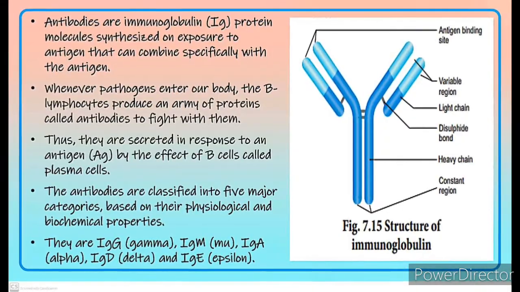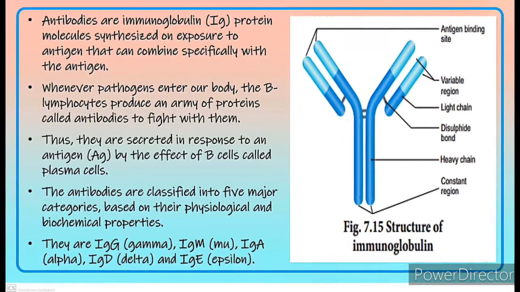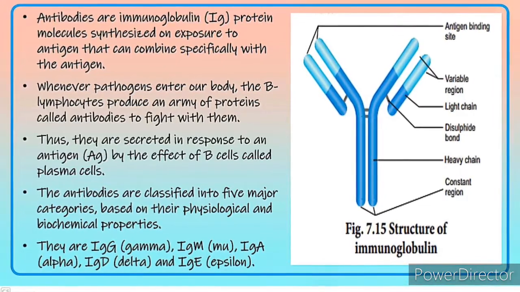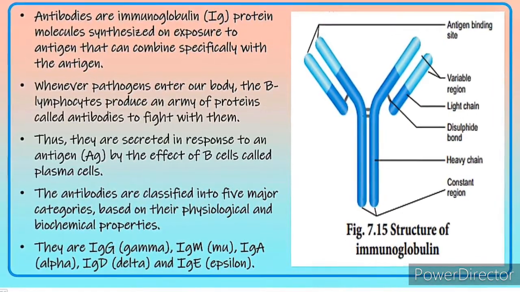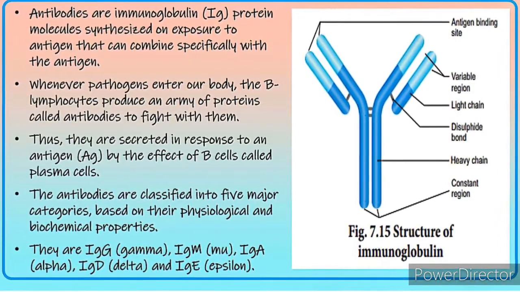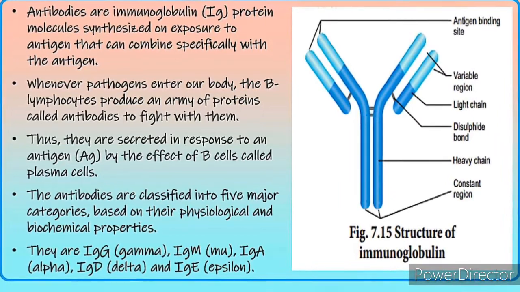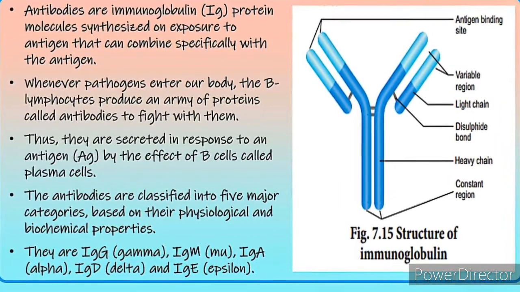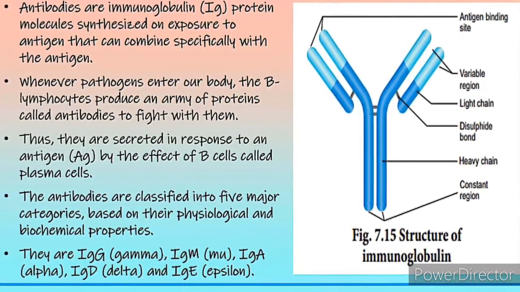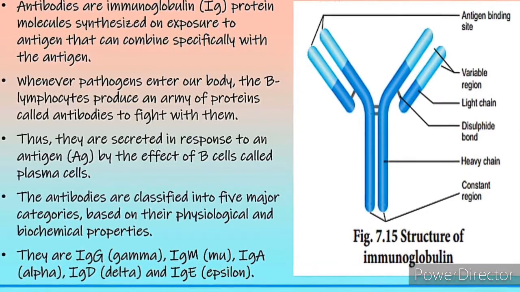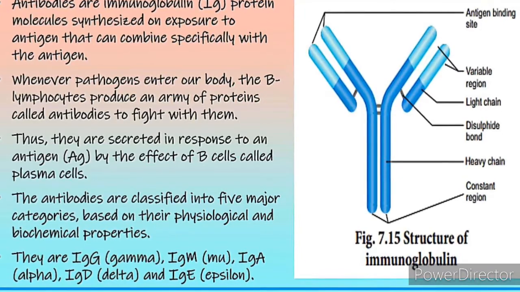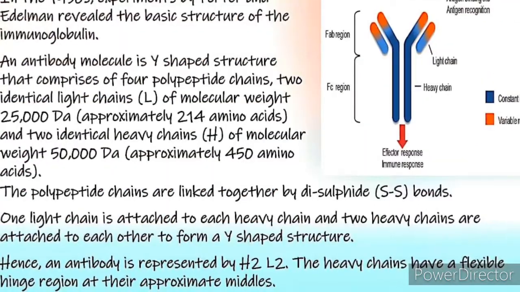Next, antibodies. Antibodies are immunoglobulins, protein molecules synthesized on exposure to antigen that can combine specifically with the antigen. Whenever pathogens enter our body, the B lymphocytes produce an army of proteins called antibodies to fight with them. Thus, they are secreted in response to an antigen by the effect of B cells called plasma cells. The antibodies are classified into 5 major groups. They are immunoglobulin G, immunoglobulin M, immunoglobulin A, immunoglobulin D, immunoglobulin E.